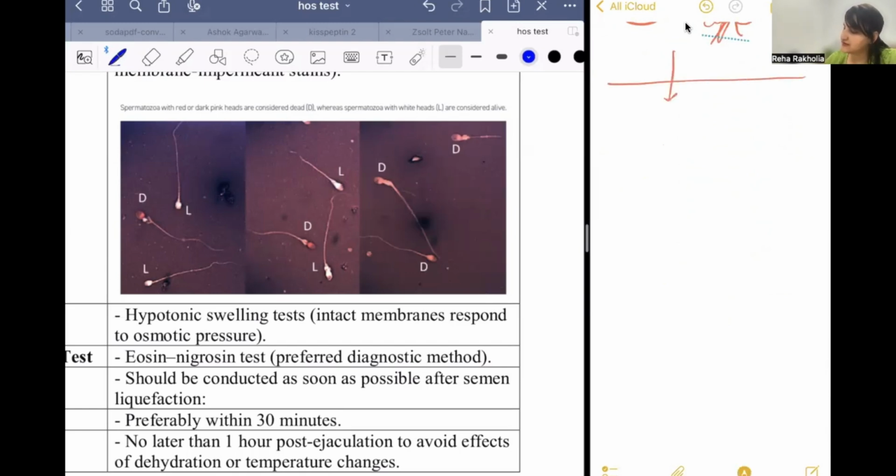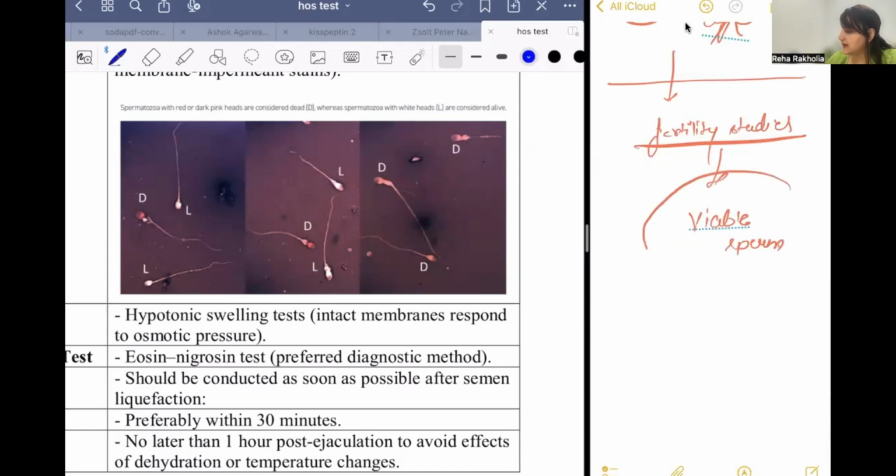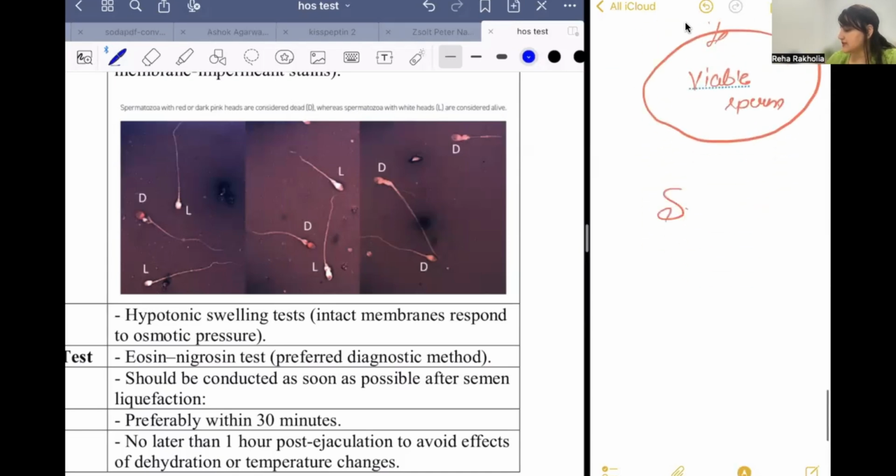The purpose of this test is that it is essential in fertility studies to assess the proportion of viable sperm in a semen sample, aiding in understanding sperm health and function. Okay, because some immotile sperm may be there, but we'll think that it is dead. But by doing the dye exclusion test, we can know, no, it is alive, because the membrane is intact.